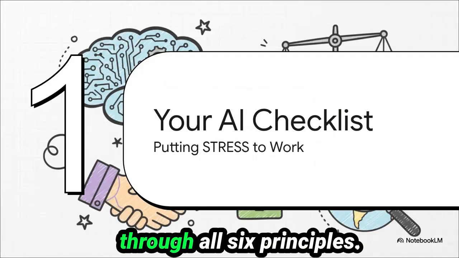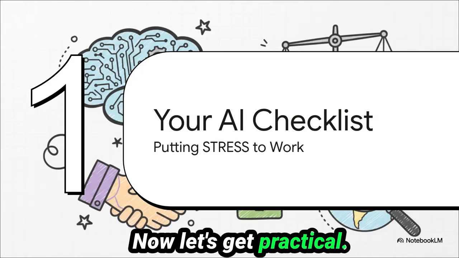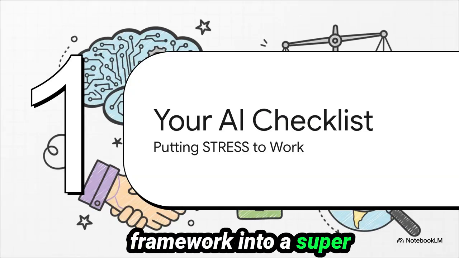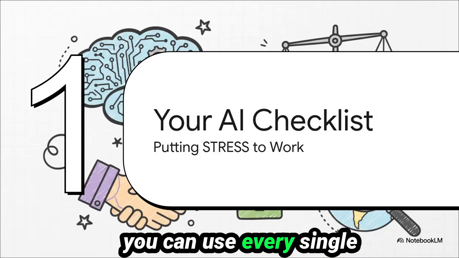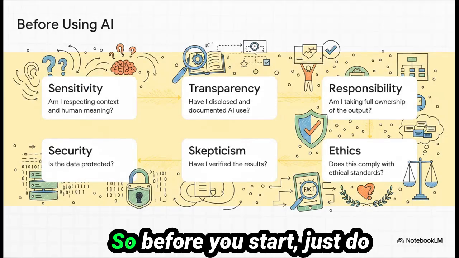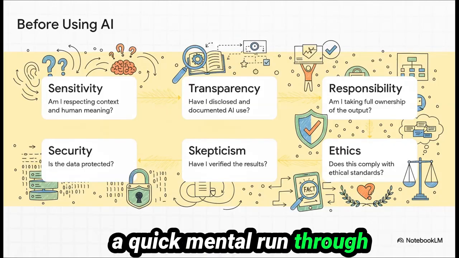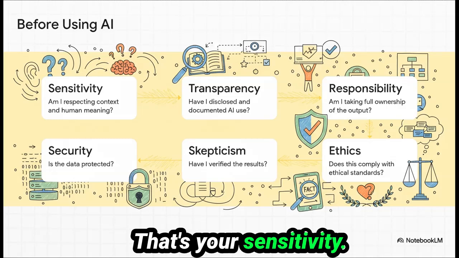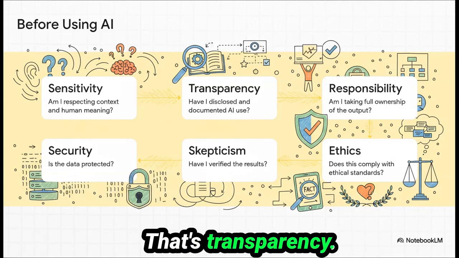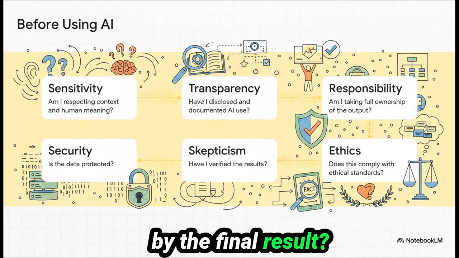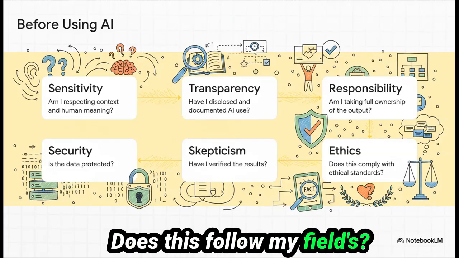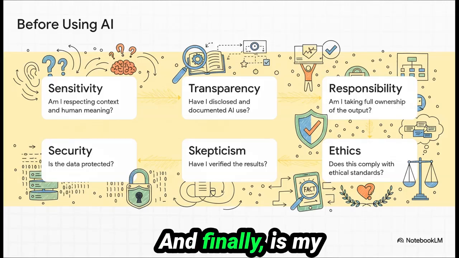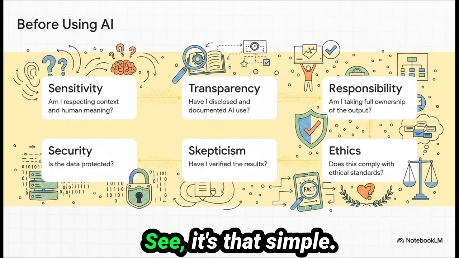Okay, so we've walked through all 6 principles. Now let's get practical. How do we actually put this into action? We're going to turn this whole framework into a super simple, actionable checklist you can use every single time you work with AI. So before you start, just do a quick mental run-through of these 6 questions. Am I respecting human context? That's your sensitivity. Have I documented my whole process? That's transparency. Am I ready to stand by the final result? Responsibility. Does this follow my field's ethical guidelines? That's ethics. Have I double-checked the facts? Skepticism. And finally, is my data secure? Security. See, it's that simple.